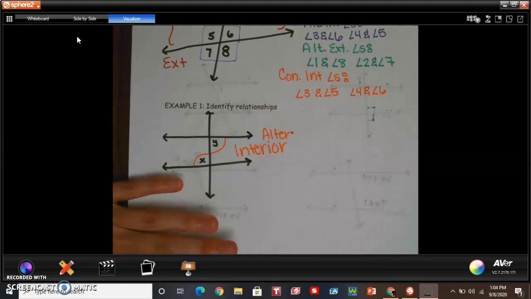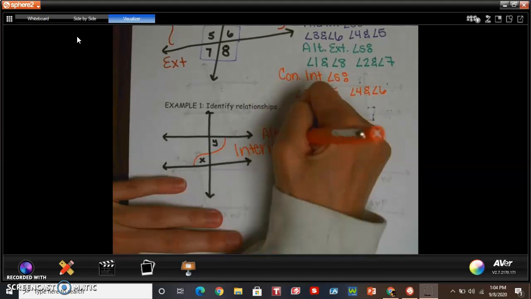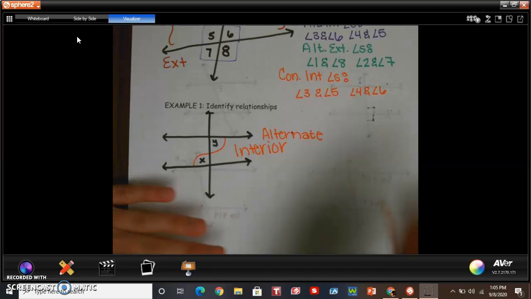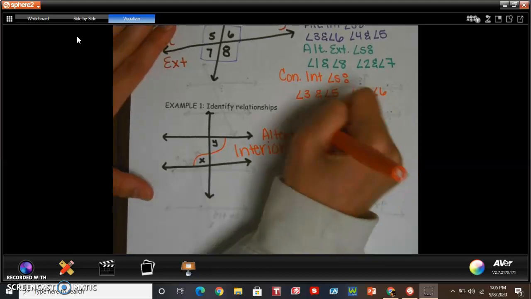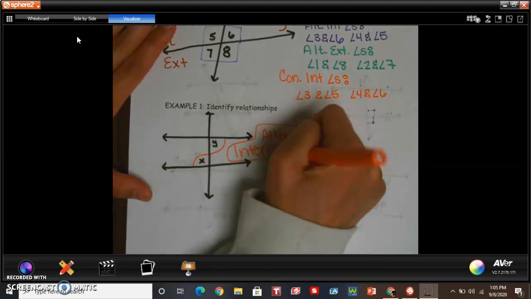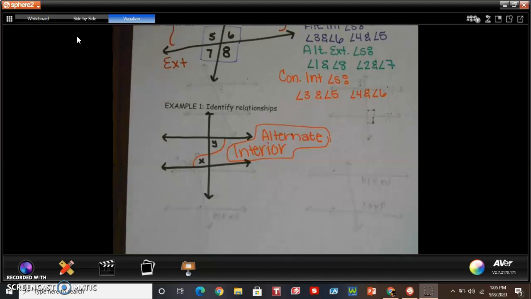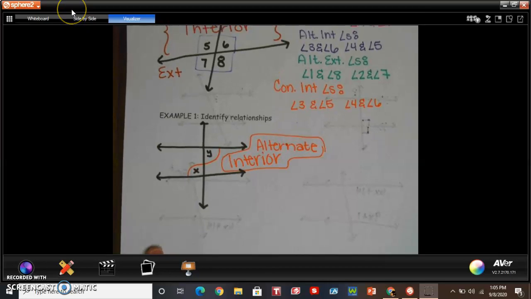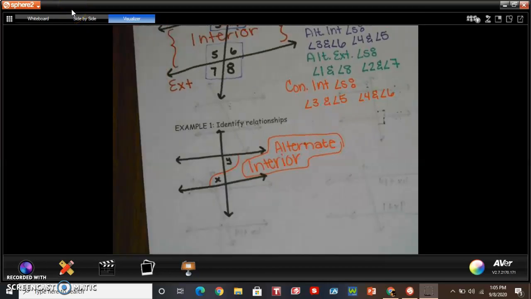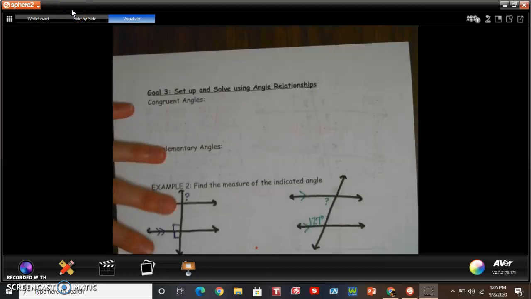Oh my goodness, I blanked on how to spell the word alternate. Jeez Louise. All right. Now, your homework again is multiple choice, so hopefully that'll help you to be able to complete it. All right. So that's how you do goal number 2. Do we have time? Yes, we do. All right, goal number 3.